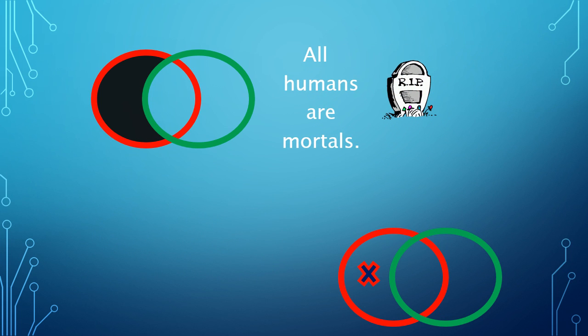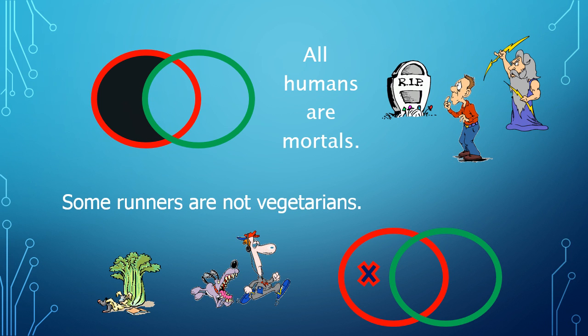So, for example, if all humans are mortals, what does that imply to you? Well, it probably means that if it ain't mortal, then it's not human. All non-mortals are non-humans. Or how about some runners are not vegetarians? This one gets a little involved. How about some non-vegetarians are not non-runners? Oh, all those negatives will really trip you up.